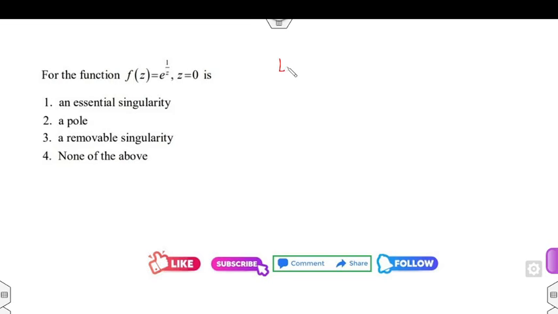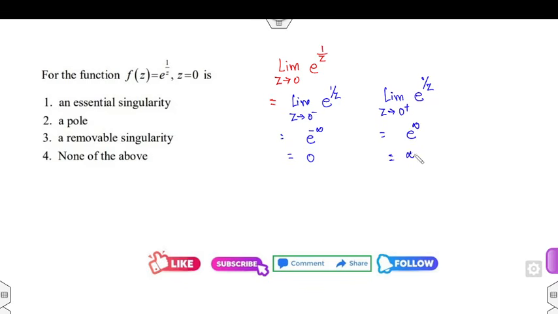Again, you can find the limit. Limit z approaches 0, e raised to power 1 over z. So clearly, if you take the limit as z approaches 0 negative, it is negative of 1 over z. So that will give you e raised to power minus infinity, that is 0. But if you take the limit as z approaches 0 positive, then it will be 1 over 0, which is infinity. So clearly you have two different limits. That means the limit does not exist. Once the limit does not exist, we call it an essential singularity.